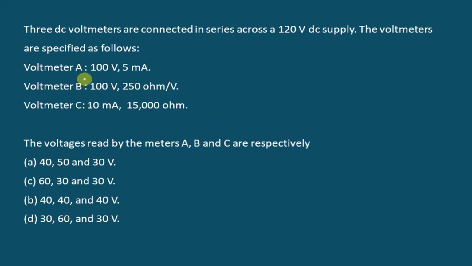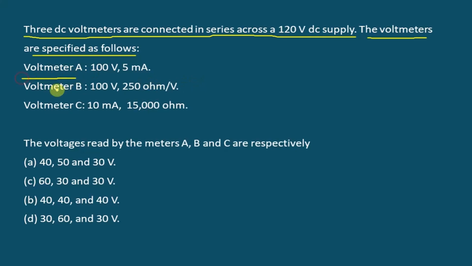So the question here is asking, three DC voltmeters are connected in series across a 120 volt DC supply. The voltmeters are specified as follows. So there are basically three voltmeters, voltmeter A, voltmeter B, voltmeter C. Okay, and these three voltmeters are connected in series, and the total combination is connected across 120 volt DC. Now, what are the specifications given for the different voltmeters?